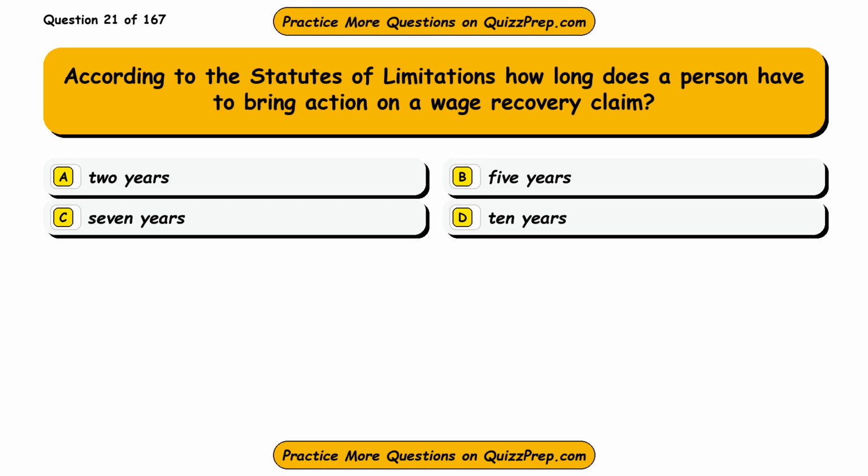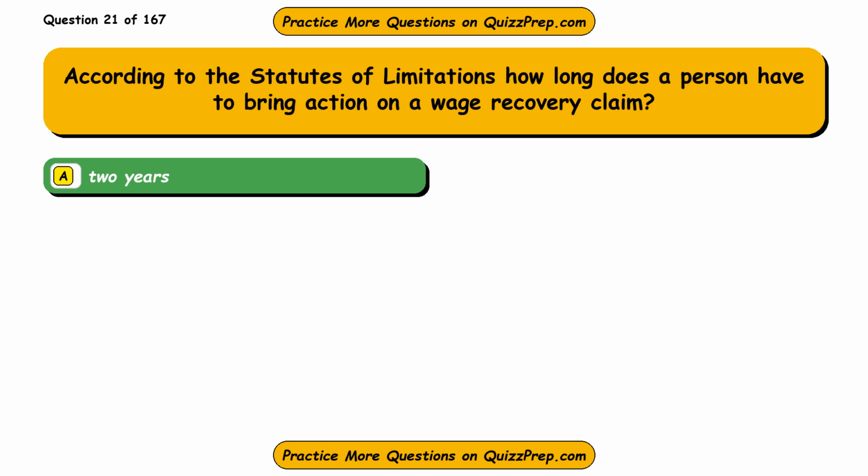Question 21. According to the statutes of limitations, how long does a person have to bring action on a wage recovery claim? Option A, 2 years. Option B, 5 years. Option C, 7 years. Option D, 10 years. The correct answer is option A, 2 years.